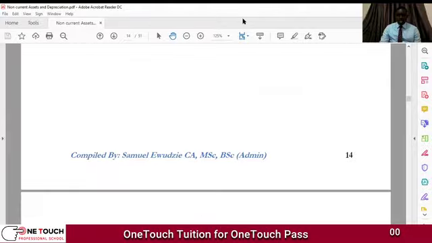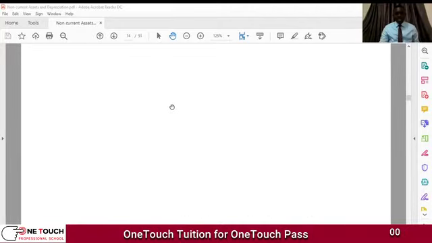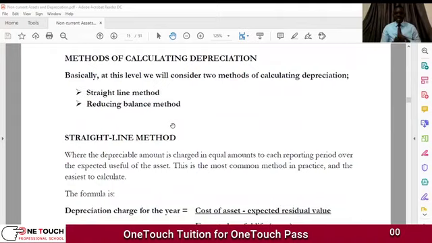So let's look at methods of calculating depreciation. Now, basically at this level, we will consider two methods of calculating depreciation: the straight line method and the reducing balance method.